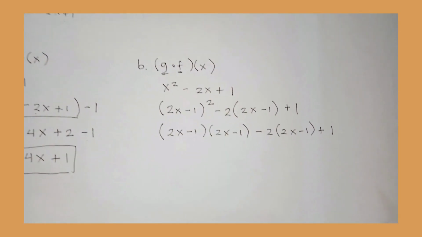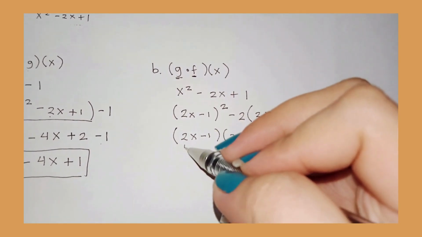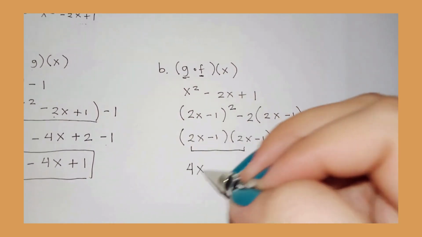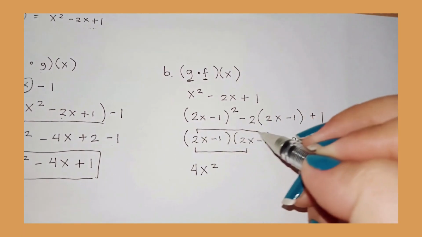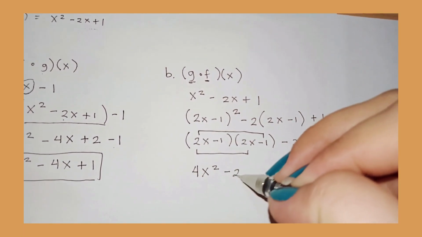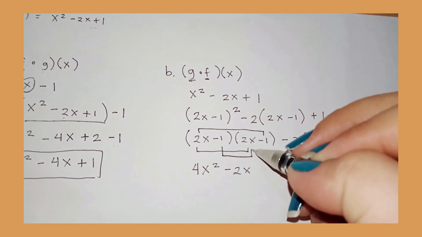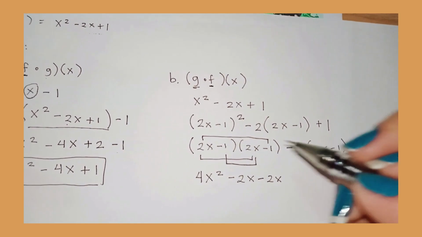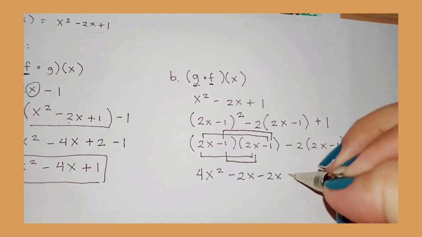Next thing to do, we need to multiply this by FOIL method. First, this will be 4x squared. Then, outer, 2x times negative 1, that is negative 2x. Then, inner tayo, negative 1 times 2x, that is negative 2x also. And then, last, negative 1 multiplied to negative 1, the answer is positive 1.